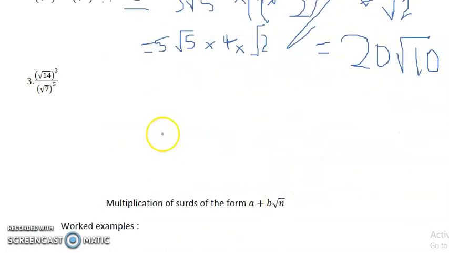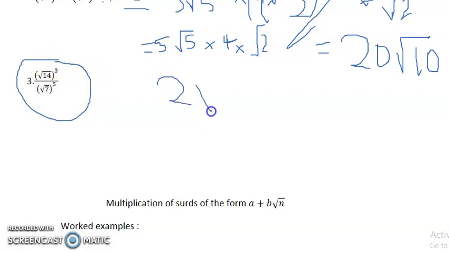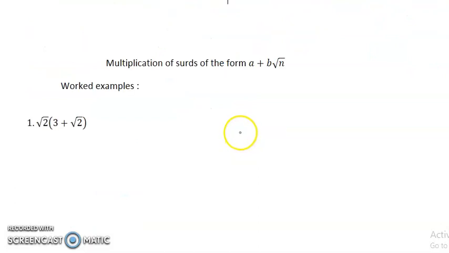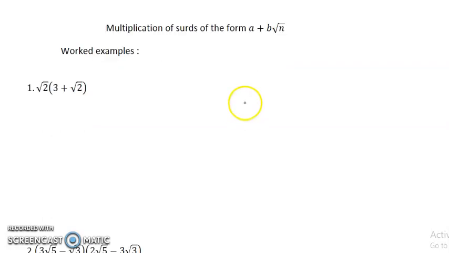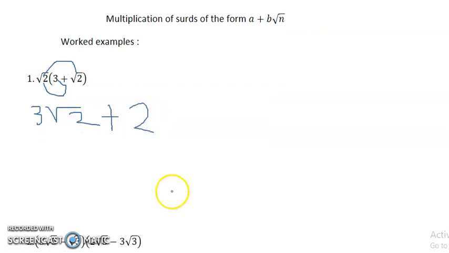So now let's see. So this one you can try it on your own. The answer is 2 root of 2 all over 7. Work out the missing steps. Now let's see. Multiplication of surds of the form a plus b root of n. So now let's see. Let's multiply this one. You have to multiply this with this, then multiply this with this. Now, this gives what? 3 root of 2. Then root of 2 times root of 2 gives root of 2 squared. This simplifies to give what? 2. So this is our answer.